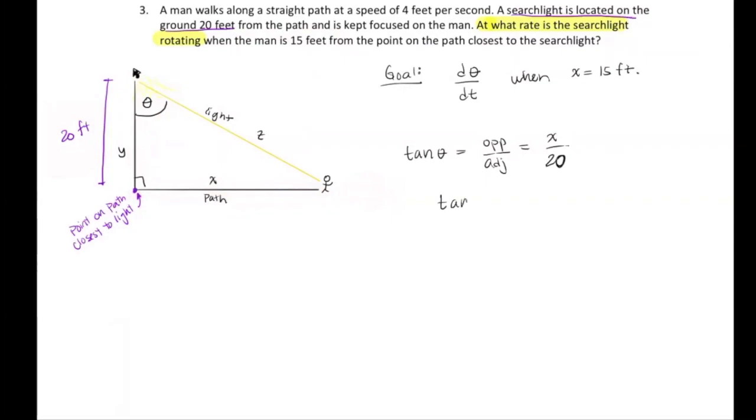So let me rewrite this. Tangent of theta equals X over 20, so let's go ahead and multiply 20 to both sides to get 20 tangent theta equals X. And now I'm going to use implicit differentiation to find the derivative of both sides. So we have 20 times secant squared theta times d theta over dt equals dx over dt. The derivative of x is just 1. And then since we're taking the derivative with respect to time, we need to multiply by dx dt.